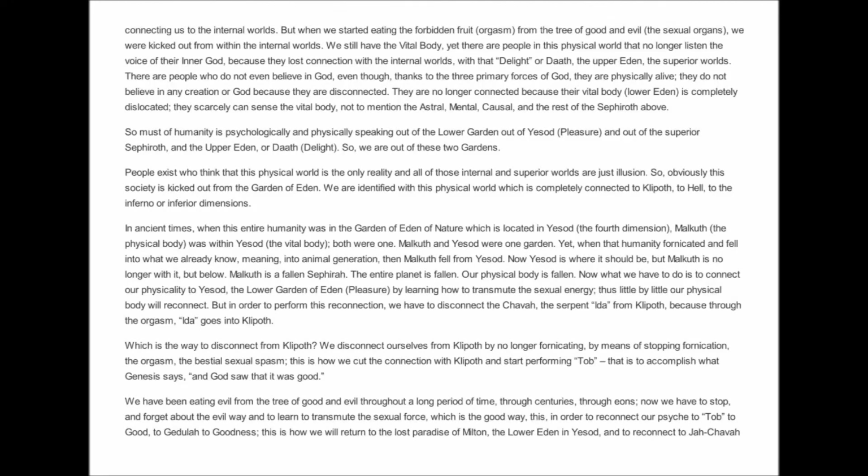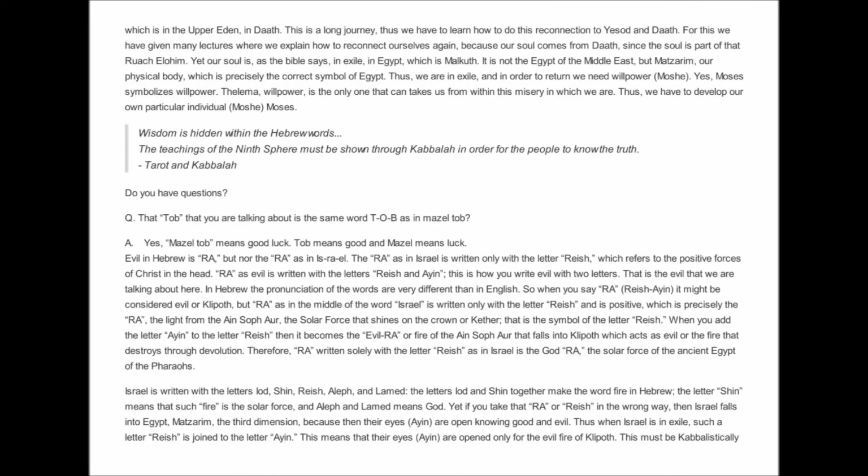But since we start eating from the tree of good and evil, which is the sexual organ, then we are, of course, kicked out from the internal worlds. Still, we have the vital body. But there are people in this physical world that no longer listen, no longer are connected with the internal worlds, with the delight of the superior worlds. There are people that don't even believe in God, even though, thanks to the three primary forces of God, they are alive physically. But they don't believe in any creation, any God, because they are disconnected. They are no longer connected. The vital body is dislocated completely. Scarcely they can sense the vital body, no longer the astral, mental, causal, and all the sephiroth above.